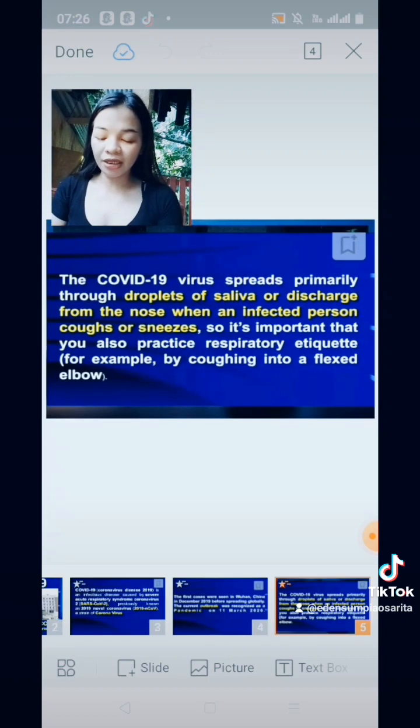So the last one is, the COVID-19 virus spreads primarily through droplets of saliva or discharge from the nose when an infected person coughs or sneezes. So it's important that you also practice respiratory etiquette, for example, by coughing into a flexed elbow.